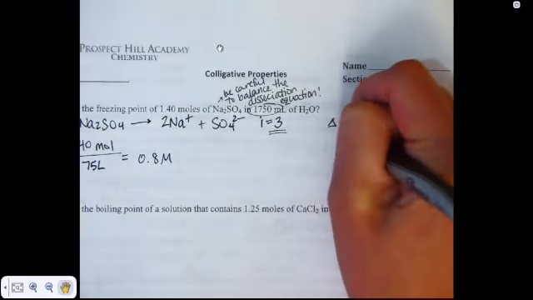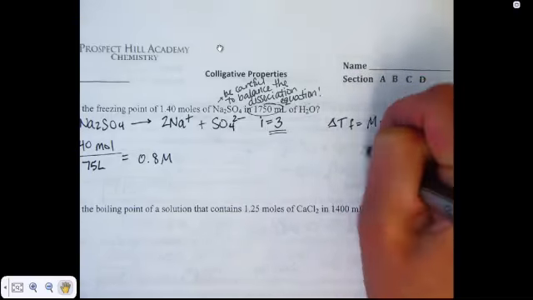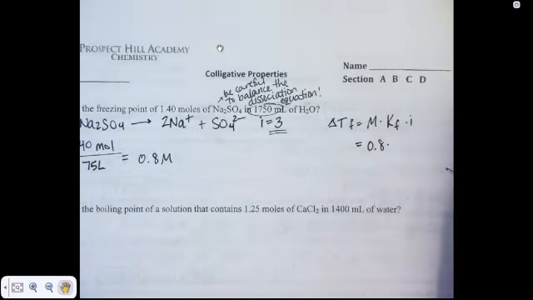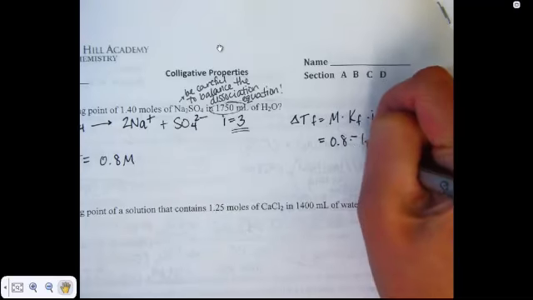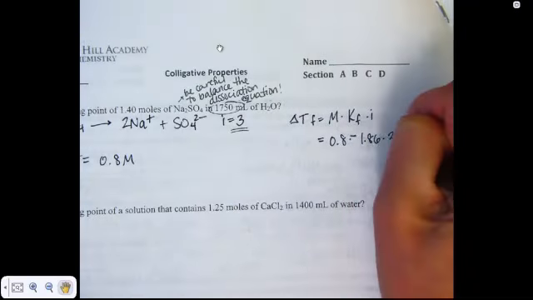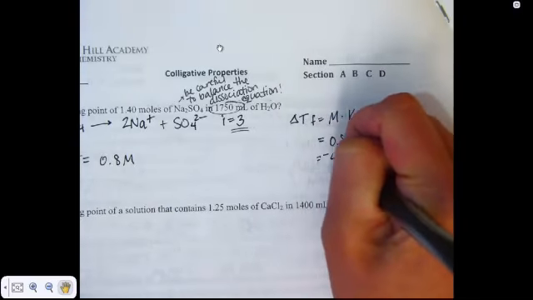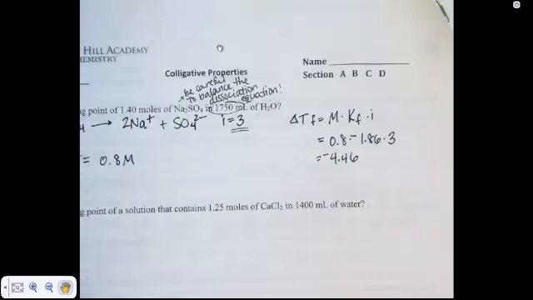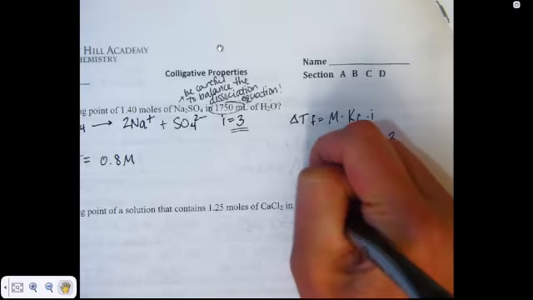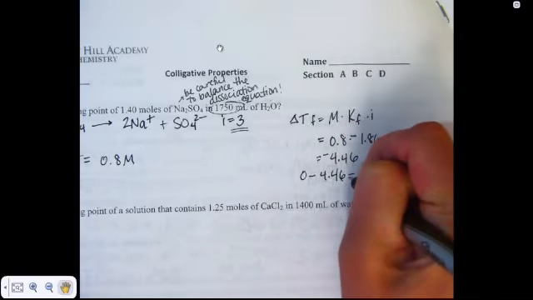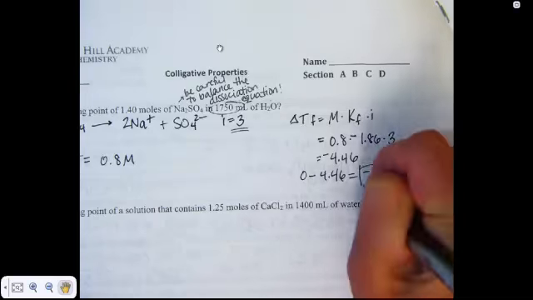And here we go, we're going to plug into this change in the freezing point equation. Our molarity is 0.8. Our constant, because this is freezing, is negative 1.86. Number of particles is 3. We multiply these 3 things together and get negative 4.46. So this is a big change. This time we have 3 particles, so our change in freezing point is even bigger. 0 minus 4.46 equals negative 4.46 degrees Celsius.